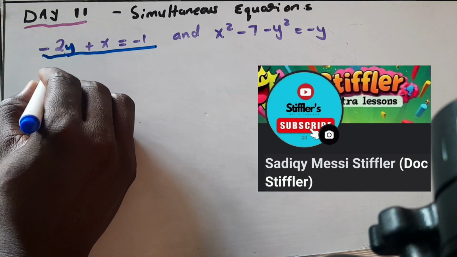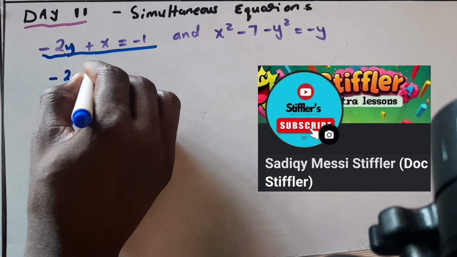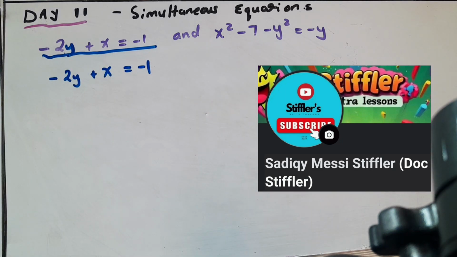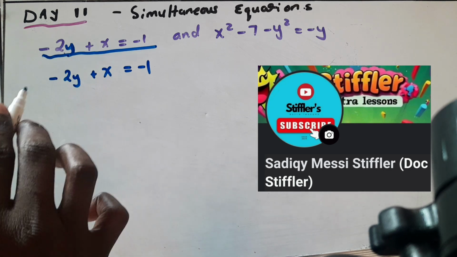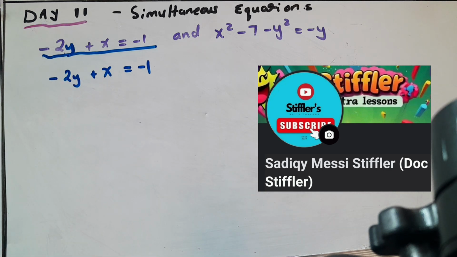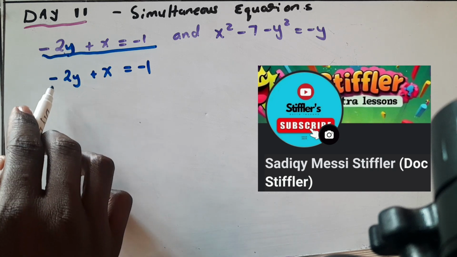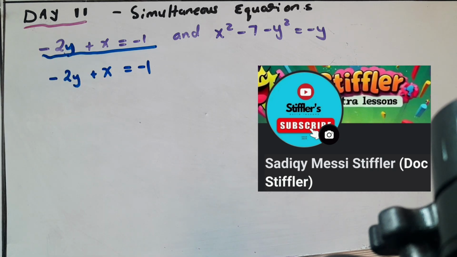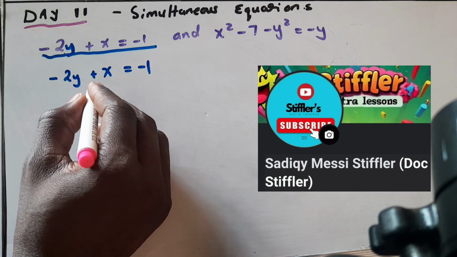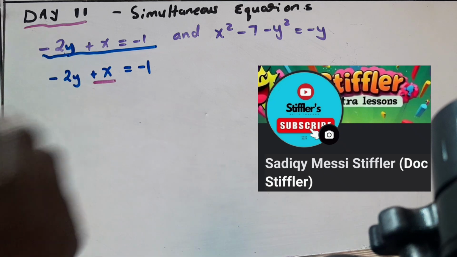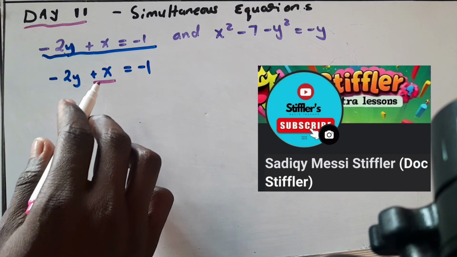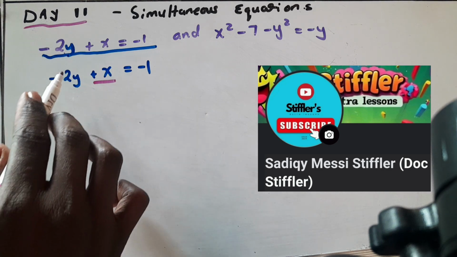This is saying negative 2y plus x is equal to negative 1. The next step is to check your variables. Which one is the simple one? As you can see, this equation says negative 2y plus x is equal to negative 1. Already we can see that x is our simple variable because it does not have a coefficient. So what we do next is make this the subject of the formula, which means we take this to the other side.